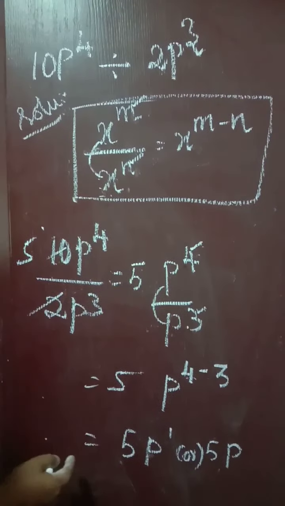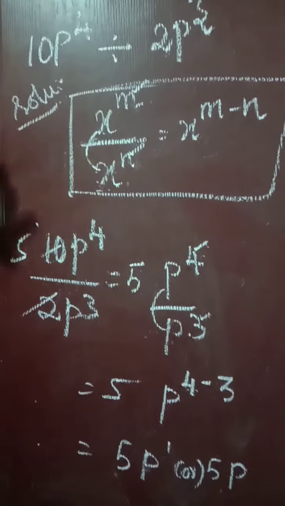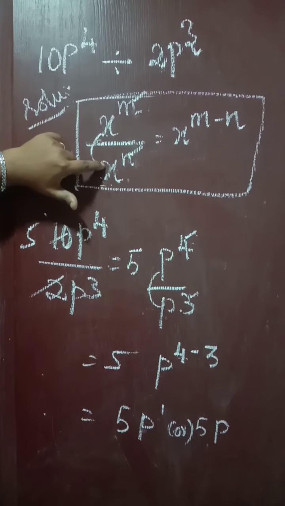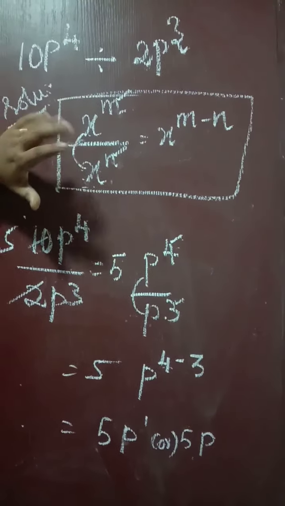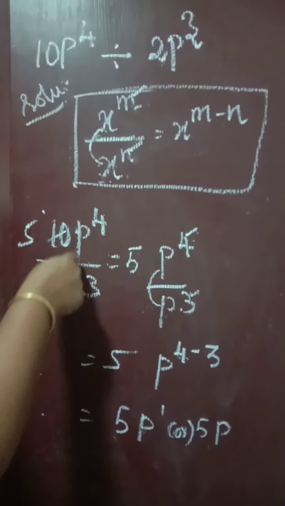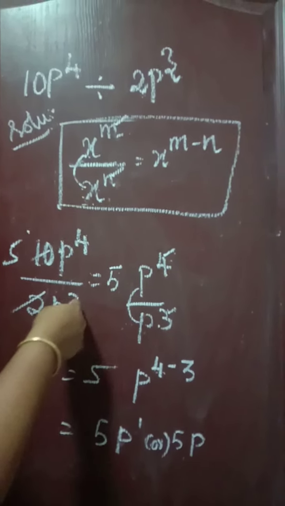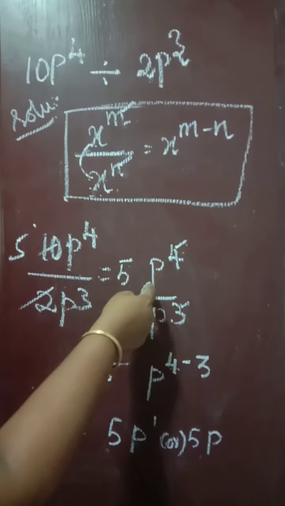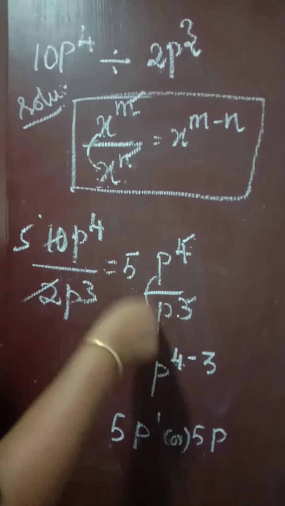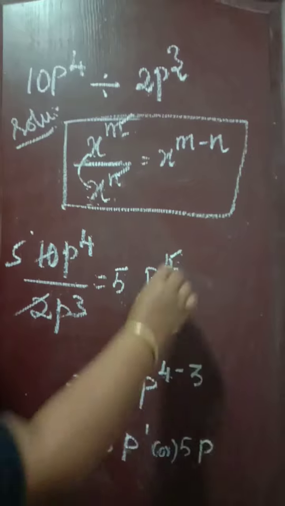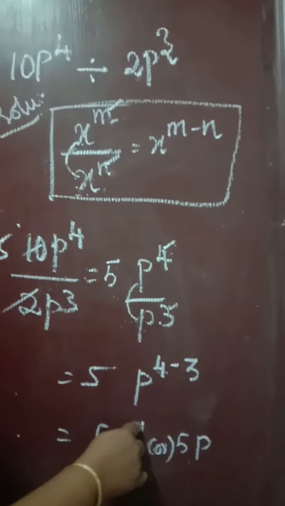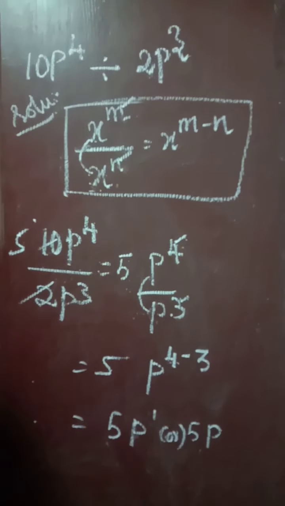Listen, this is called the law of exponent. What is the law of exponent? In division, if the bases are the same, we subtract the powers. So in this place we cancel this number and compare the variables. Here p power 4, here p power 3. P is common. So in division, if the base is common, we subtract the powers. So 4 minus 3 is 1. So p power 1 can be written as p.